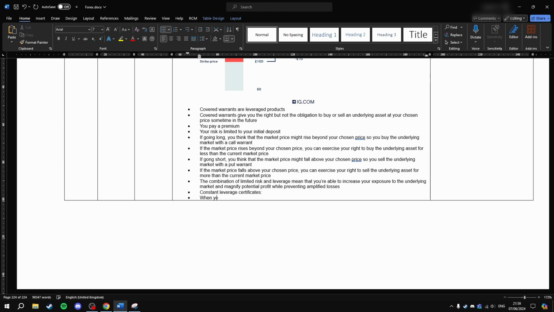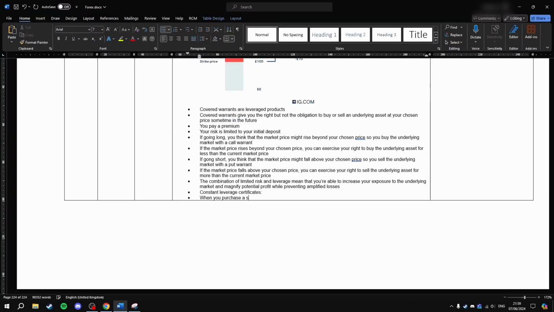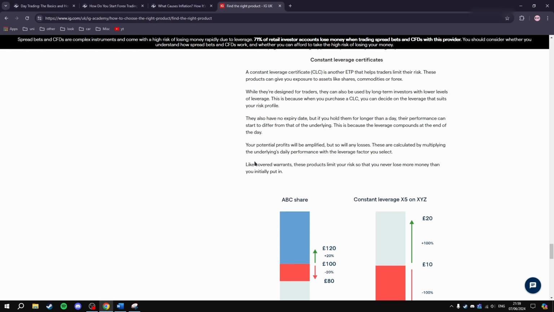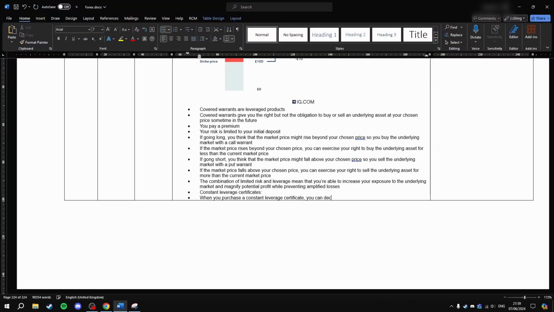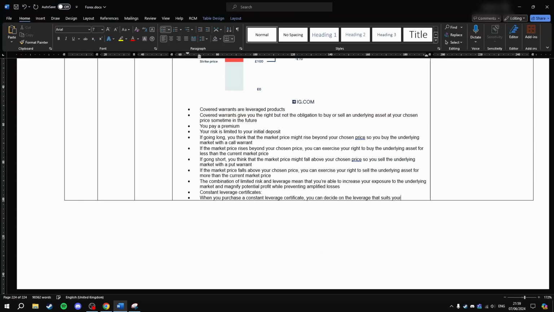When you purchase a constant leverage certificate, you can decide on the leverage that suits your risk profile.